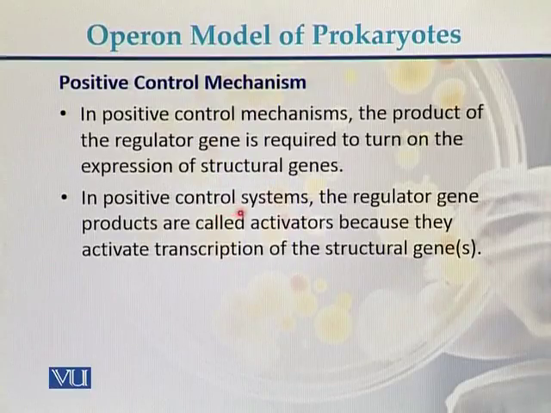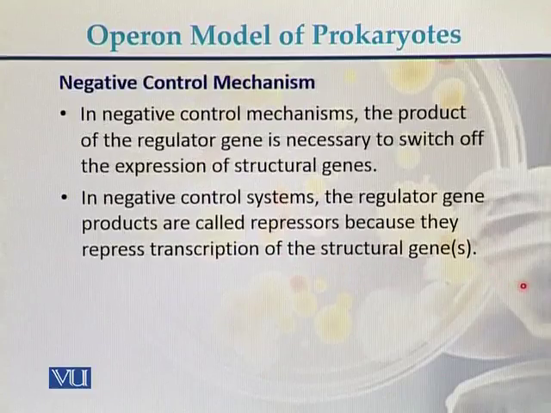In a positive control system, the regulatory gene products are called activators because they activate the transcription of the structural genes. While in a negative control mechanism, the product of the regulatory gene is necessary to switch off the expression of the structural genes. The regulatory gene products are called repressors because they repress transcription of the structural genes. So the control mechanism can be positive or negative.